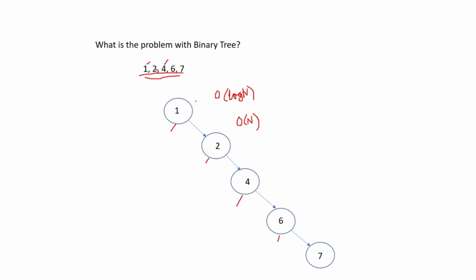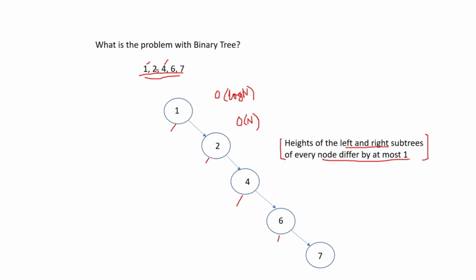So what change do we bring about to this data structure so that it still behaves like a binary tree? So the change that was mentioned was, let us impose a condition that the heights of the left and the right subtrees of every node differ by at most 1. So when a binary tree obeys this kind of a condition, that binary tree is known as the AVL tree.